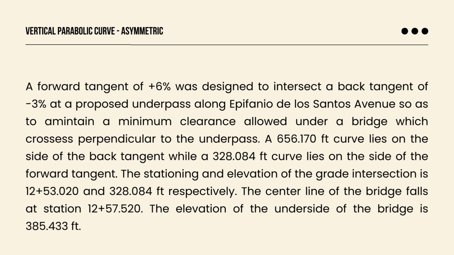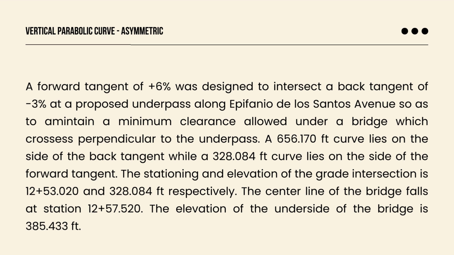Next, let's solve the same problem, but this time using the English system of measurement. So converting the values into the English system, our problem would be: a forward tangent of positive 6% was designed to intersect a back tangent of negative 3% at the proposed underpass along Epifanio de los Santos Avenue so as to maintain a minimum clearance allowed under a bridge which crosses perpendicular to the underpass. A 656.170 feet curve lies on the side of the back tangent, while a 328.084 feet curve lies on the side of the forward tangent.